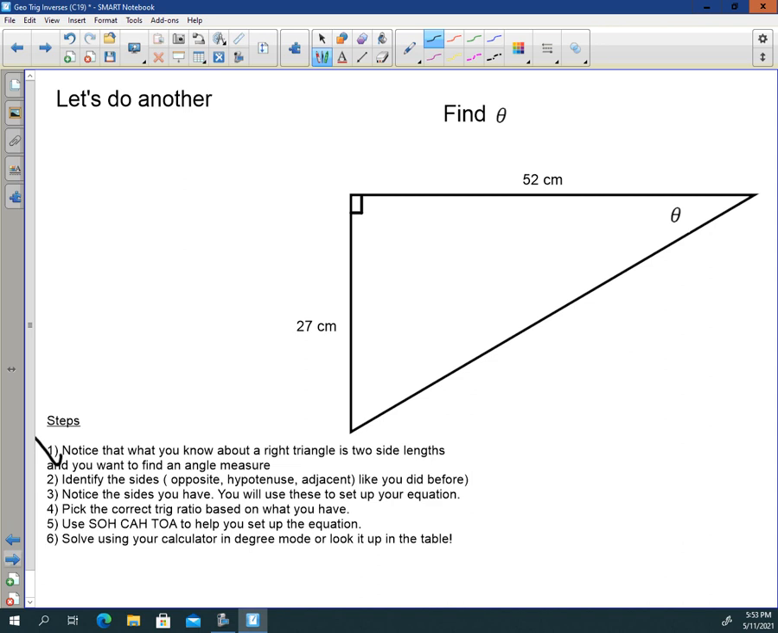Theta is way over here, and all the way on this side is our opposite. Over here is our hypotenuse, leaving this side to be the adjacent. So we've identified the sides. Now we're going to notice what we have.